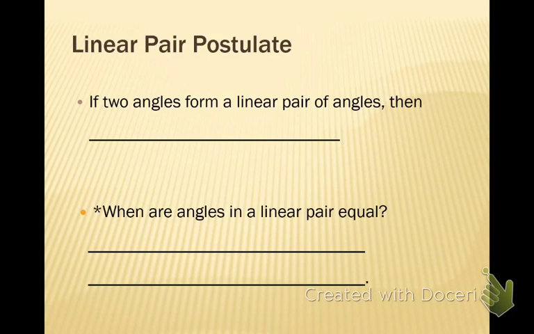Linear pair postulate. The linear pair postulate says if two angles form a linear pair of angles, then they are supplementary. Linear means line, pair means two. So if two angles form a linear pair, then they're supplementary.